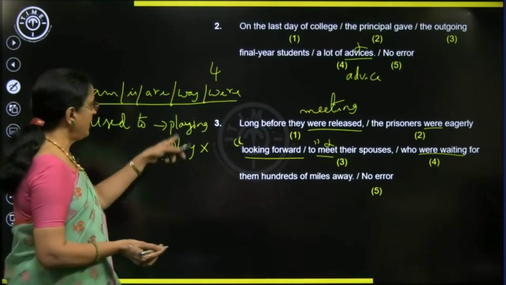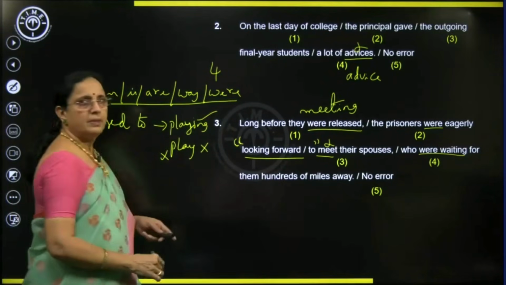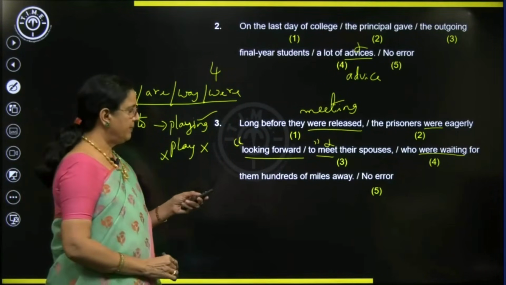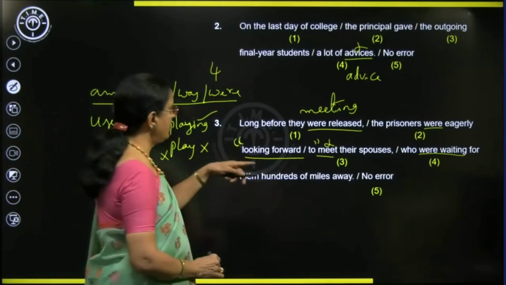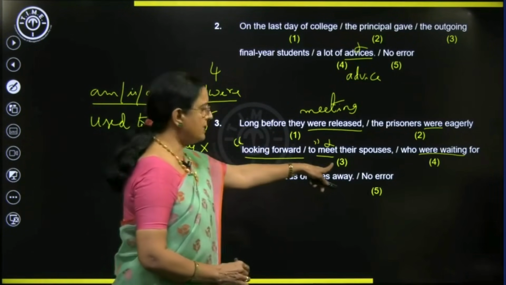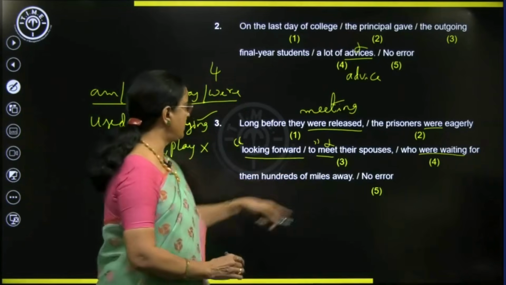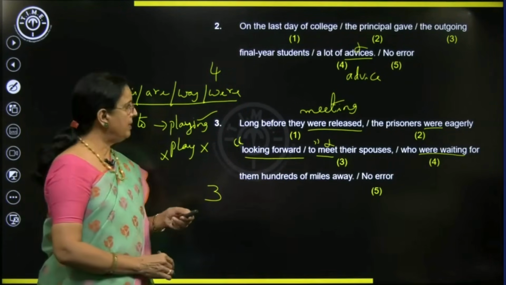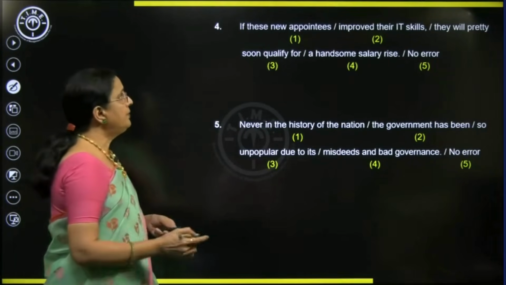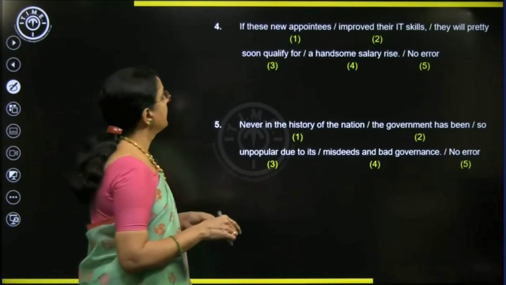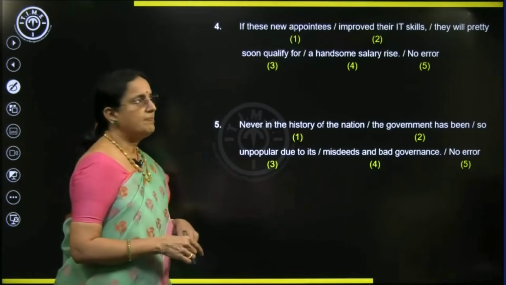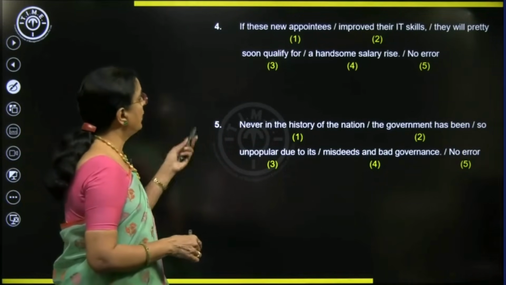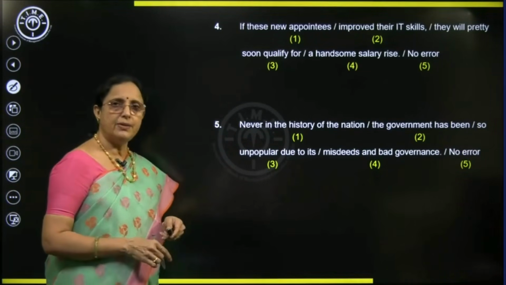So, remember, more examples, more clarity. Am I clear? Next one. So, our answer is here. Where is the correction? 3 is the correction, right? This should be changed. So, our answer is 3. Clear? Next one. If these new appointees improve their IT skills, they will pretty soon qualify for a handsome salary rise.